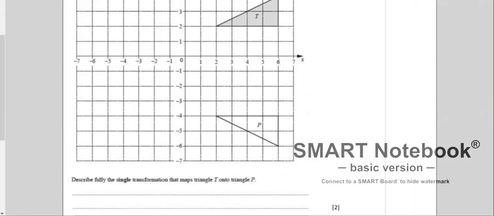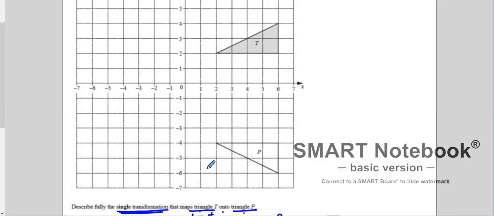Now, what does it mean? It means that triangle T onto triangle P, triangle T is the object and triangle P is the image. That is what it means. See that? Triangle T onto triangle P. So we have to state the transformation. What type of transformation maps triangle T onto triangle P?